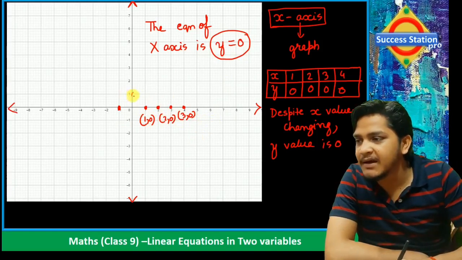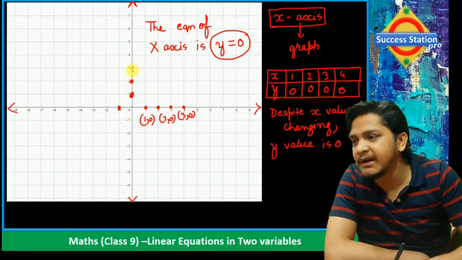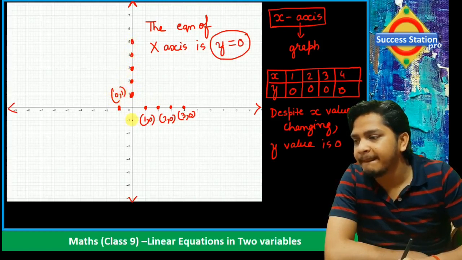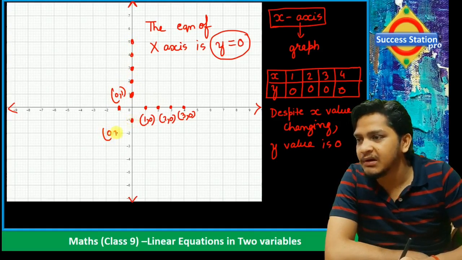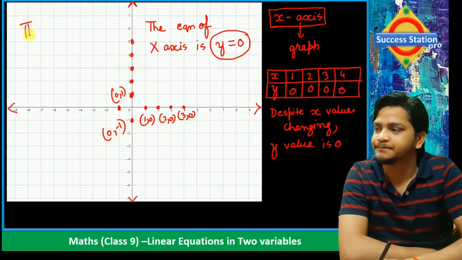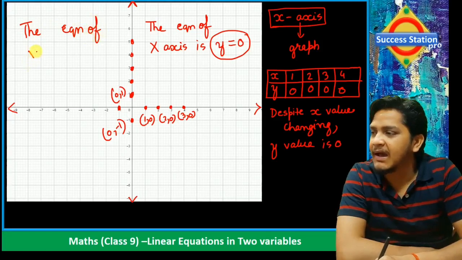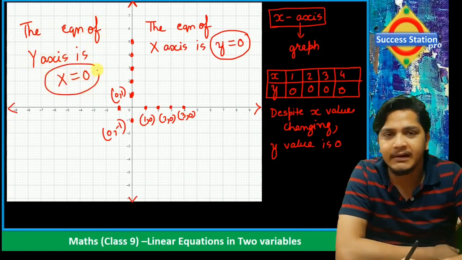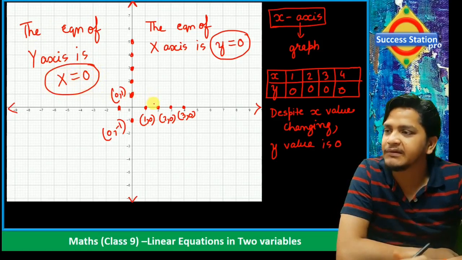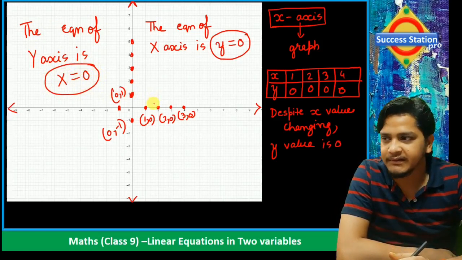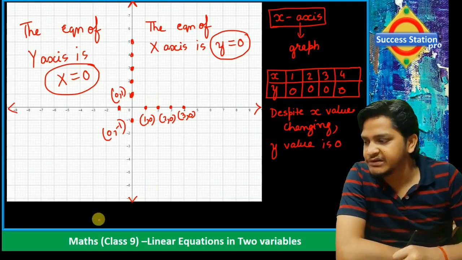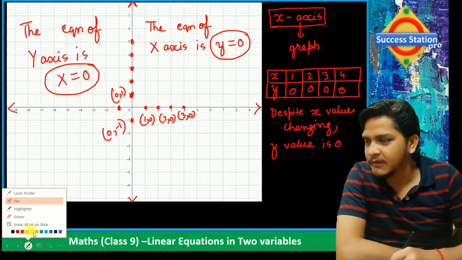Similarly for the y-axis, despite any point we take, the x value will be 0 only. (0, 1), (0, -1). The equation of the y-axis is x equal to 0. Clear? Right or not? So this is what is in this. Clear? Okay. One more question. Clear?